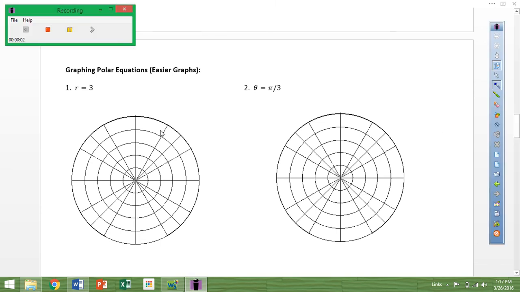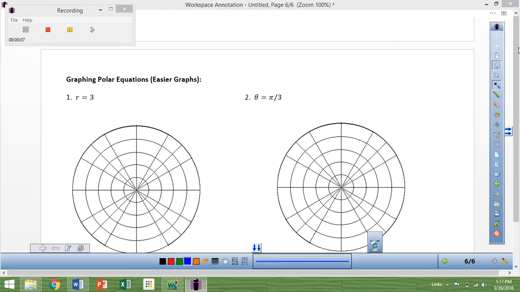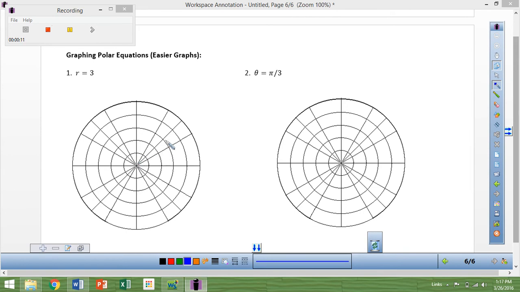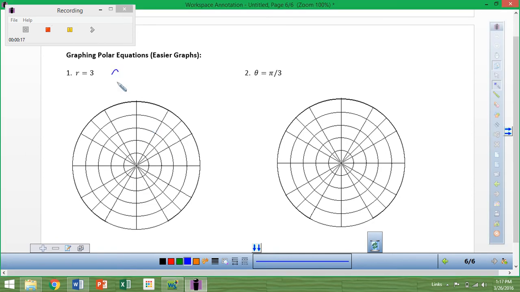Okay, so I'm going to start off with some pretty simple graphs. The first one being if I just have r equals something. If you think about what r is, which ring we were on when we were plotting points, if I'm always at that same ring, that means I'm just going to have a circle. So anytime it just says r equals something, just know that's going to be a circle.